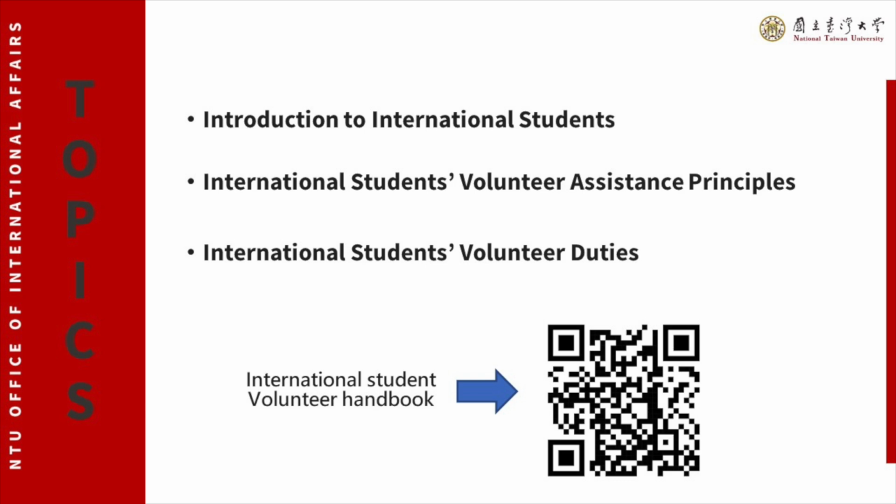Let's begin today's training. The session is divided into three stages. The first stage is an introduction of international students. The second stage covers the principles of arrangement for the international student volunteer program. The third stage details the tasks involved in the volunteer service. Before we start, please visit the OIA website to download the International Student Volunteer Handbook. It's more effective to follow along with the handbook.